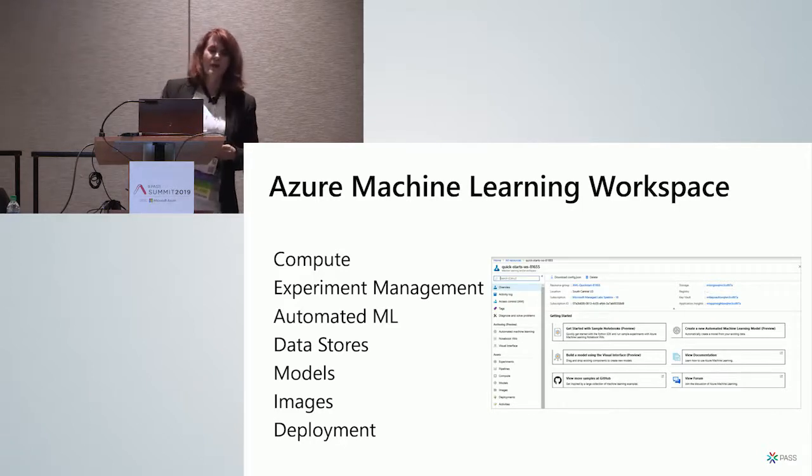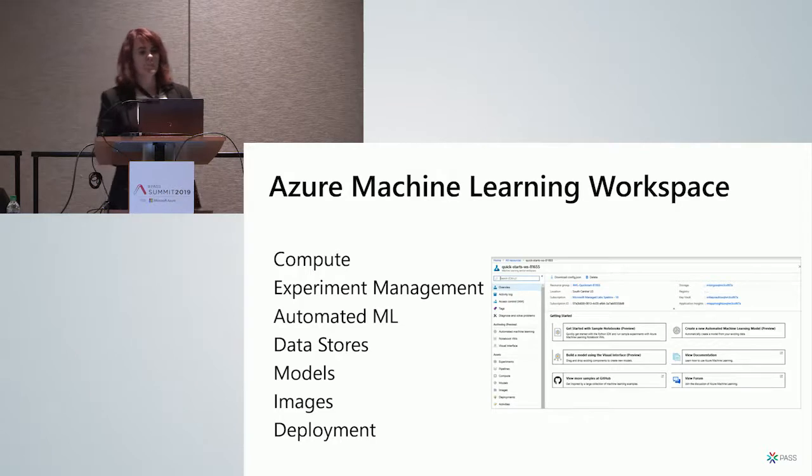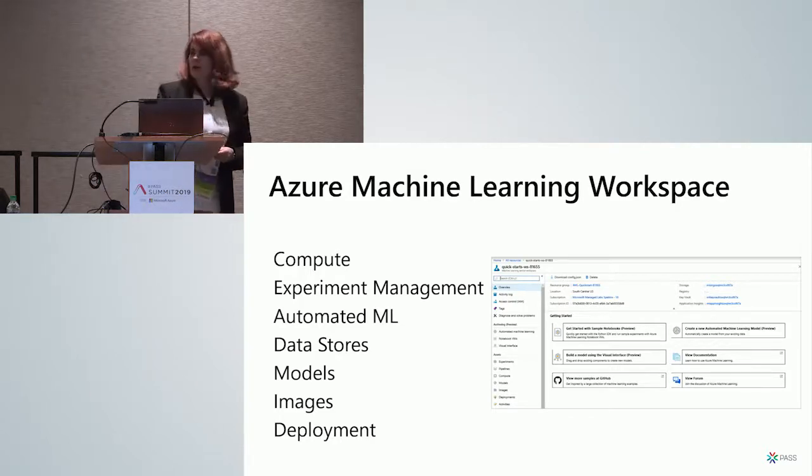One of the things that the workspace does is it separates compute from code. And what this means is that if you have a process that you, say, wrote in R and it takes forever, you can just change the compute that you're using to whatever your checkbook can afford, and it'll run faster. So compute is completely separate from the code. It's got what they call experiment management.